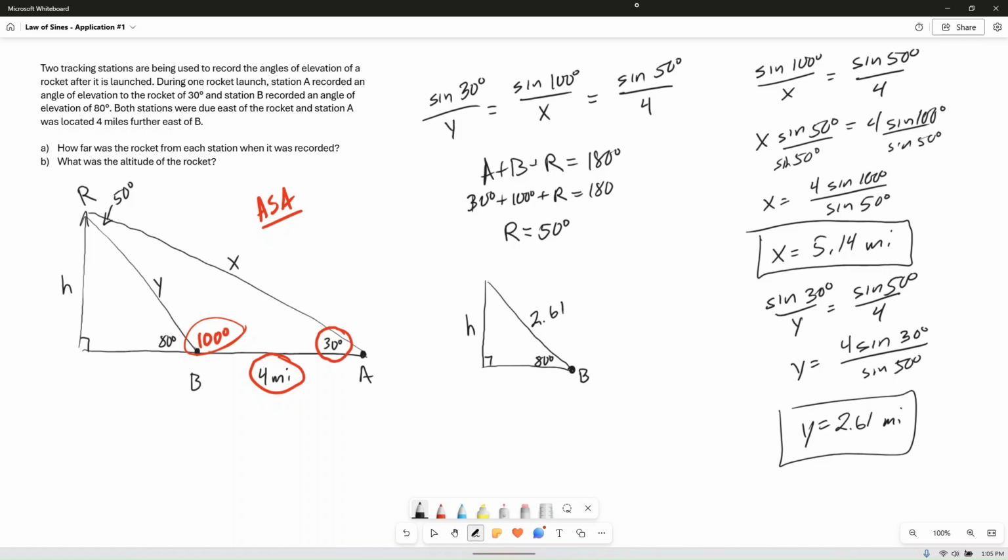So if we are looking at angle B, which is 80 degrees, we are working with the opposite and the hypotenuse. That's just sine. So we're looking at the sine of 80 degrees, and that has to equal H over 2.61, which means H is going to be 2.61 times the sine of 80 degrees, which results in a height of 2.57 miles. So we now know the altitude of the rocket at that point in time. It's 2.57 miles high.